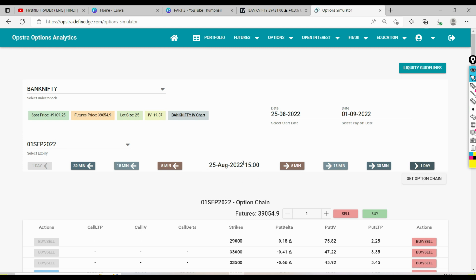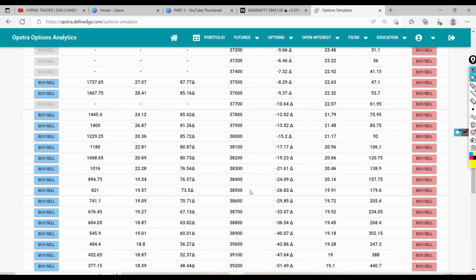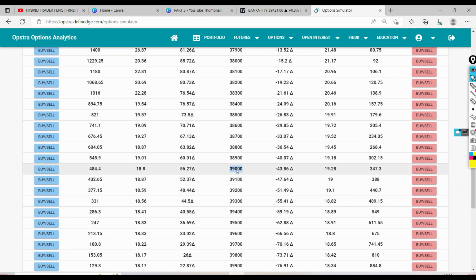So on 25th August at 3 p.m. the market stands at 39,000. We are deploying the trade on the 25th, and the 1st is the expiry. So what do we do? The market is at 39,000, and this is very important: I check for 5 strikes OTM to buy one. 1, 2, 3, 4, 5. Now this is meeting my criteria.